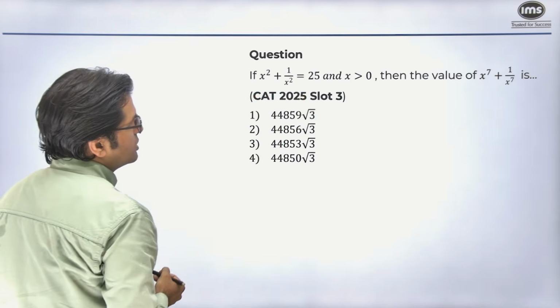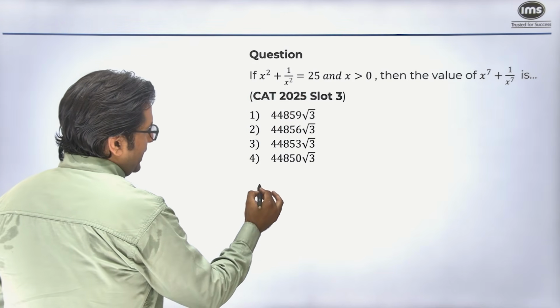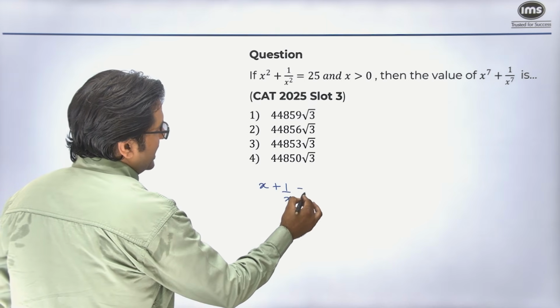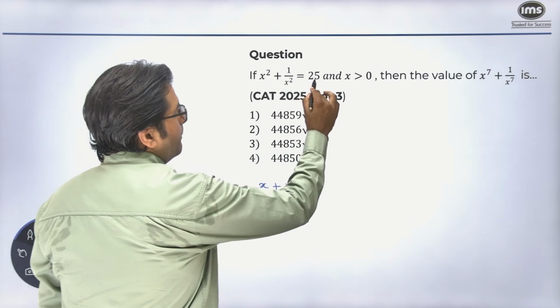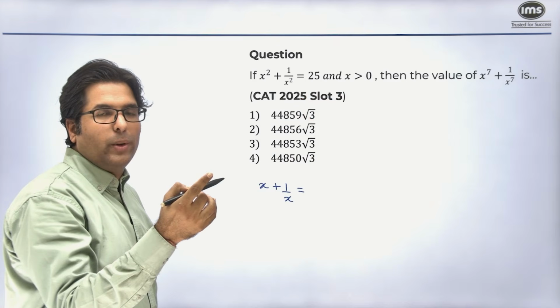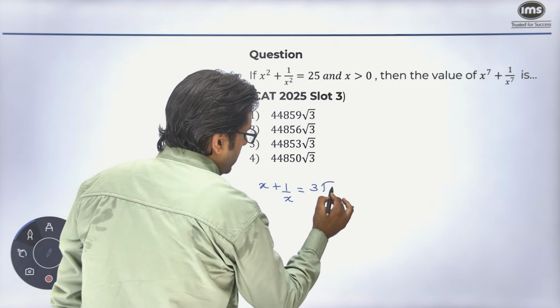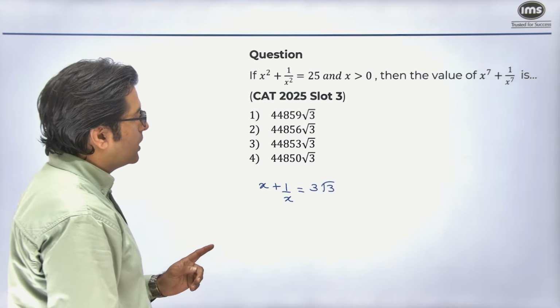If x square plus 1 by x square is 25, can I directly go one step and say I can calculate x plus 1 by x as this number plus 2, 25 plus 2, 27 under root? So under root of 27 is how much? 3 root 3. So I know x plus 1 by x is equal to 3 root 3.